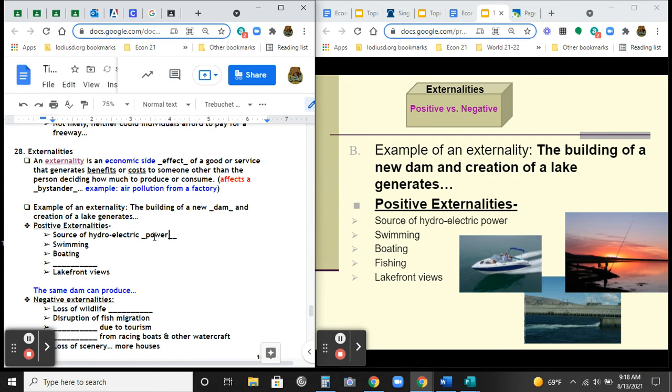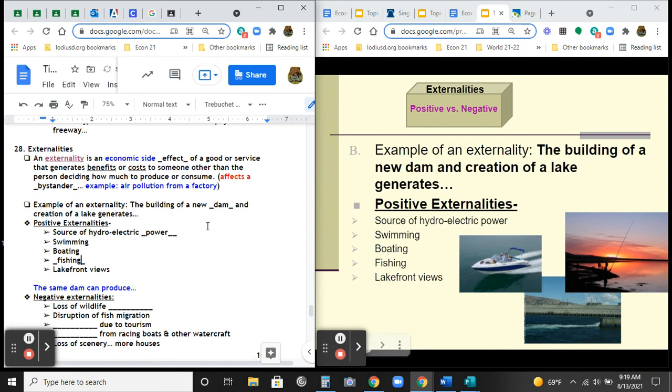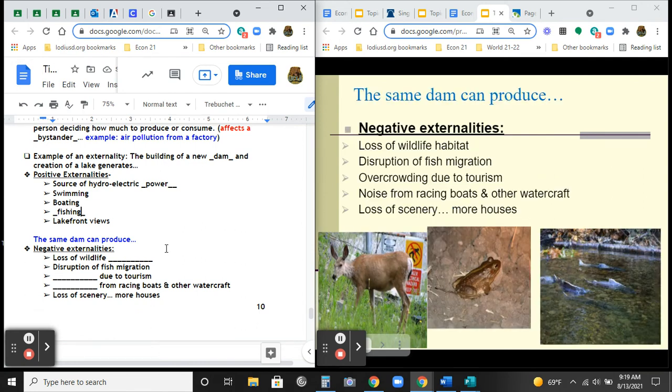The main intent might have been safety. It could have been the original intent, though, so it may or may not be a side effect. But the swimming, the boating, the water skiing, wakeboarding, whatever you're into, the fishing, the lakefront views, these are all beneficial to the community and to property values. But some of those could be negative too.